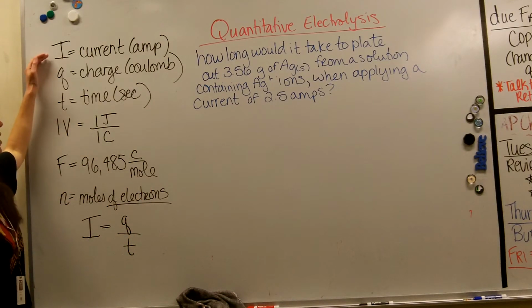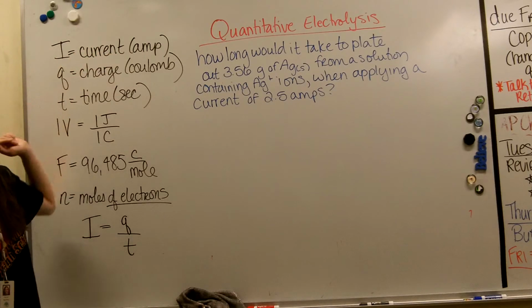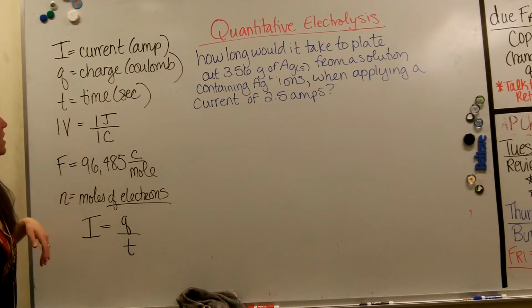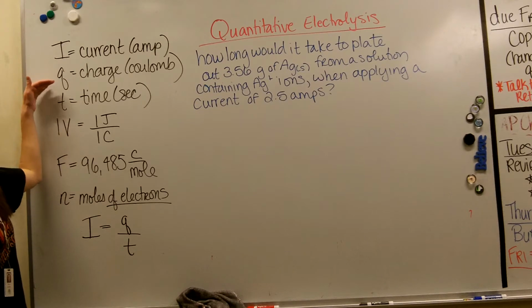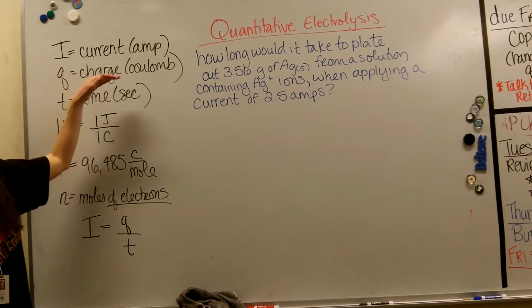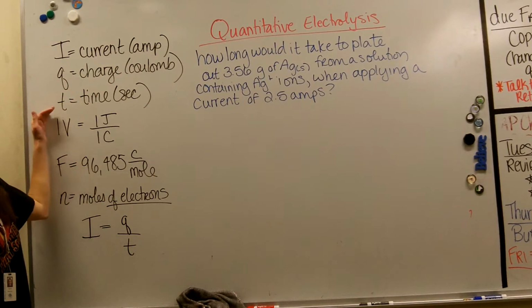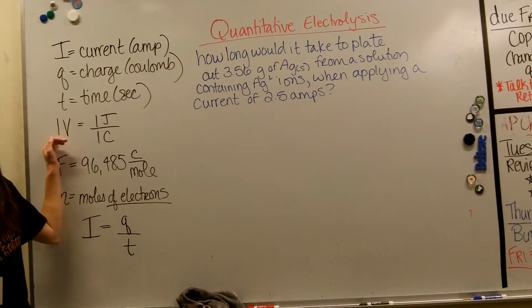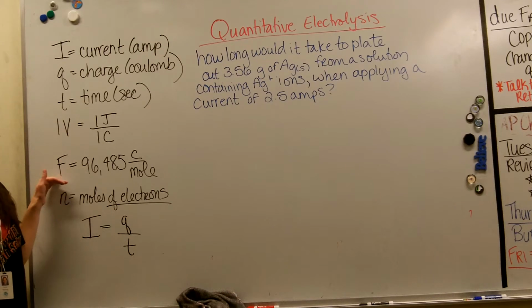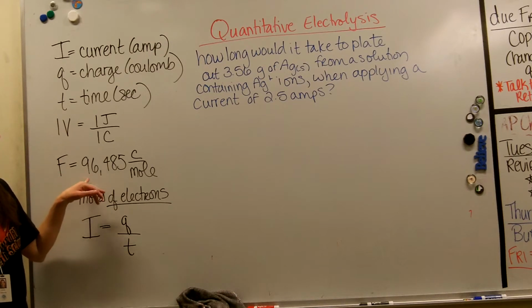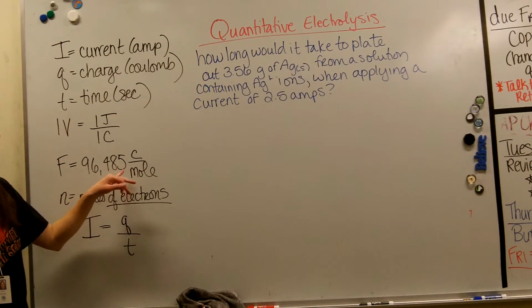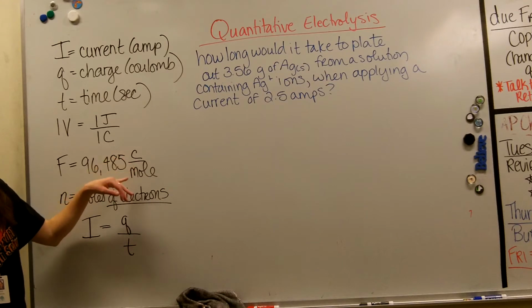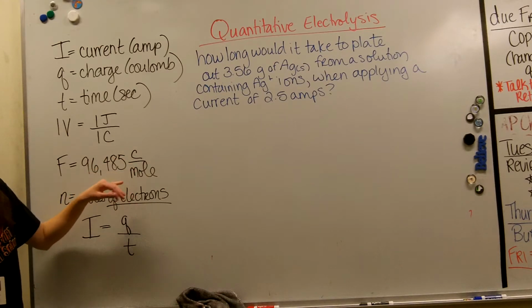So I is current, given in amperes. You've probably heard of amps before, likely. And Q is charge. Charge is measured in coulombs. T is time, measured in seconds. A volt is a joule per coulomb. Faraday's constant is 96,485, and that's how many coulombs of charge there are in a mole of electrons.